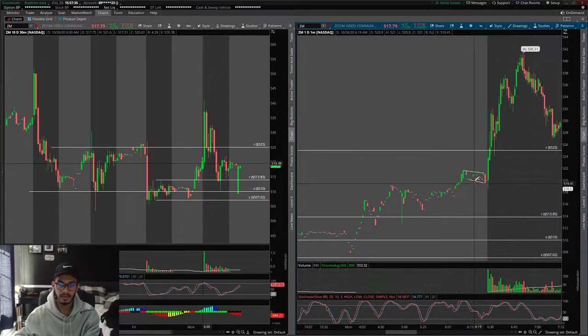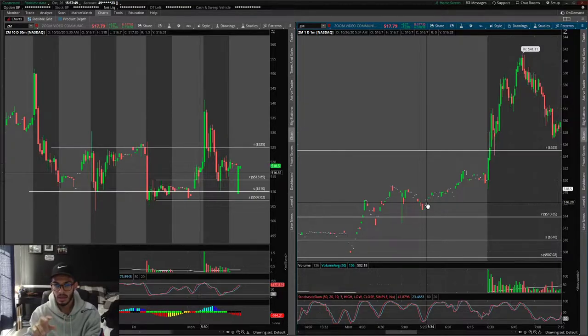So it kind of looked like this. It's a little messy, but what I ended up doing was just drawing a range that I could play off of. You kind of have to train your eyes to see how price moves through all these wicks.